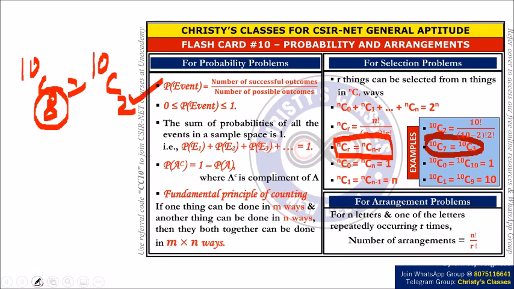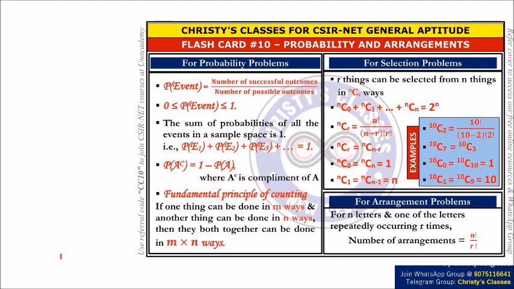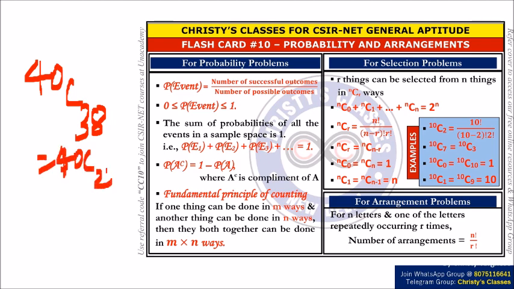How does that help? For example, from this 40 student class, I want to select 38 students. Selecting 38 students is same as selecting 2 students. 40C2 and 40C38 are equal. This is looking easier to solve. That is why you can say that 40C38 is equal to 40C2.